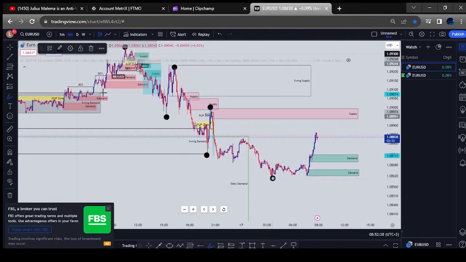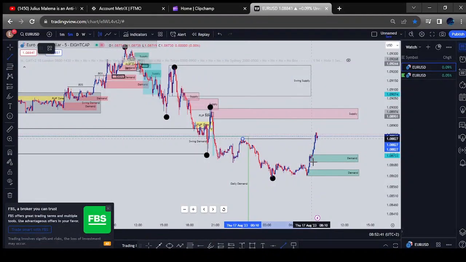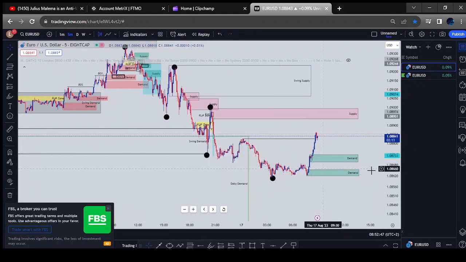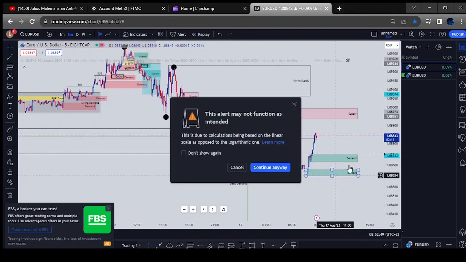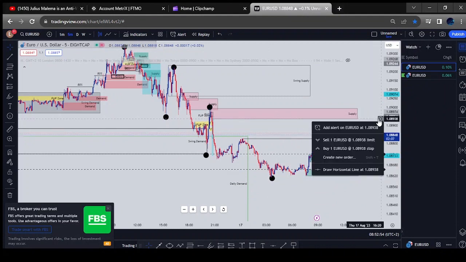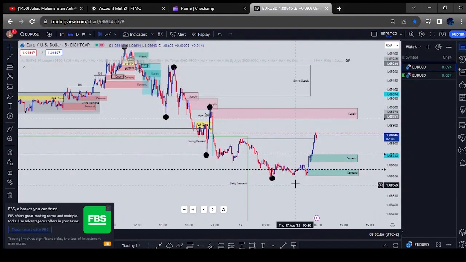Okay. Sorry guys, I know I'm not explaining much here, but at the same time, these will be my buying opportunities. It makes sense, right? You get a break of structure to the upside, and that's where I'm here.